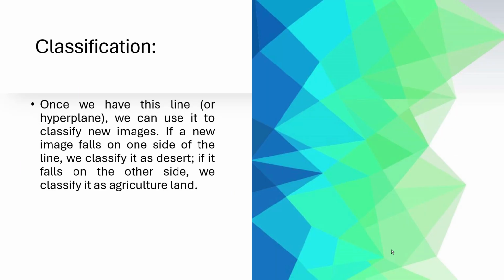Once we have this line, we can use it to classify a new image. If the new image falls on one side of the line, we will classify it as desert. If it falls on the other side, we will classify it as agricultural land.